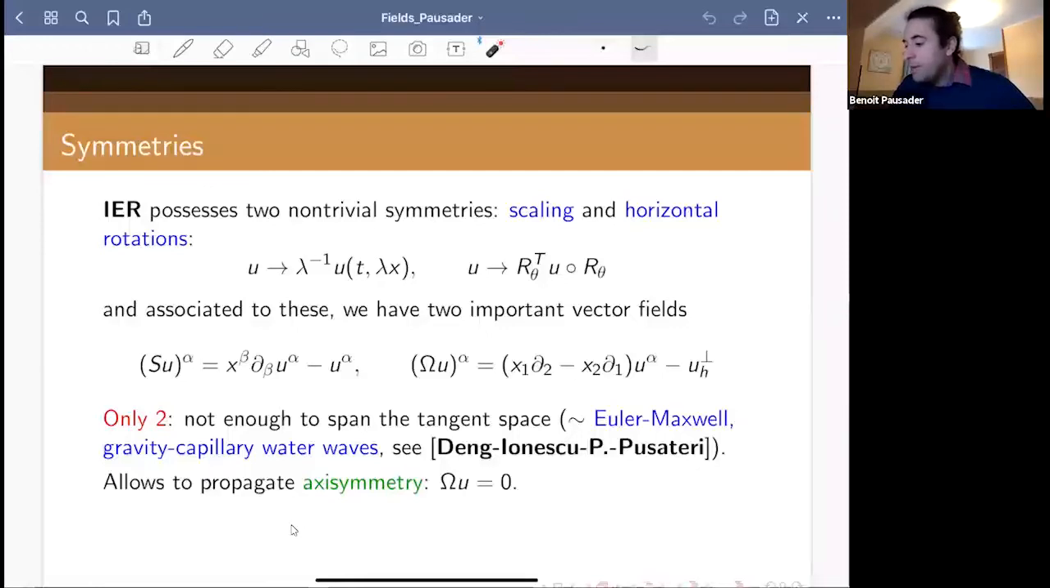But on the other hand, at least for us, what you can observe is that because you have this symmetry from your nonlinear equation, then at least if you start with axisymmetric data, your data are going to remain axisymmetric for all time. And so it makes sense to think about axisymmetric data.